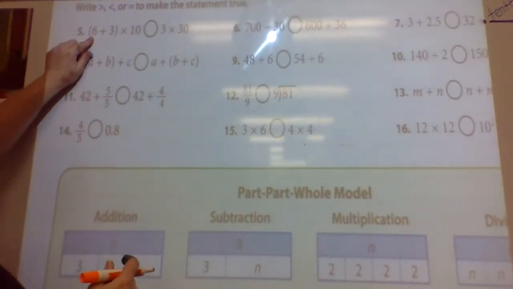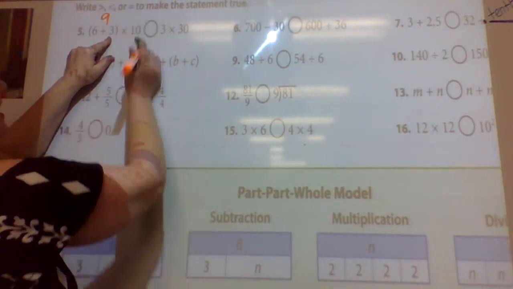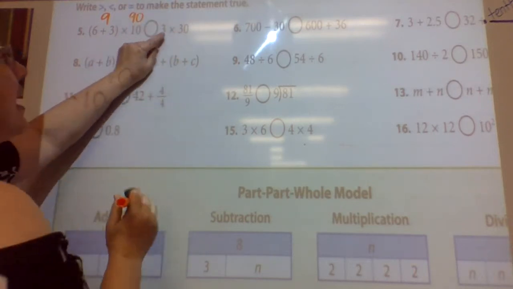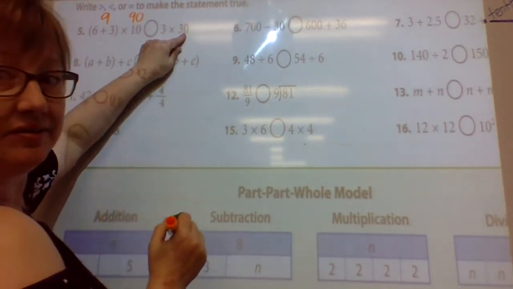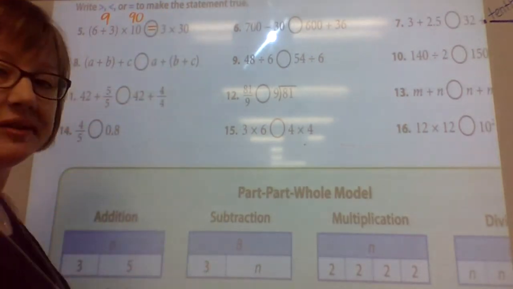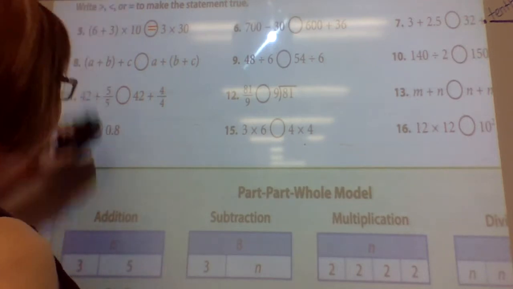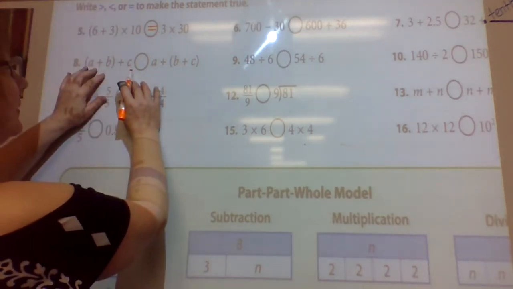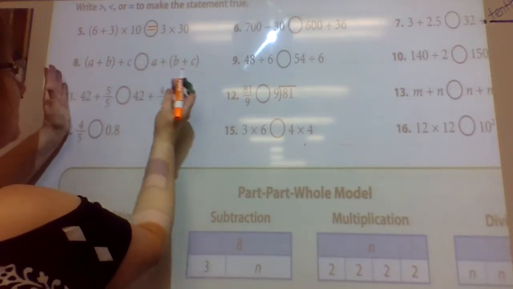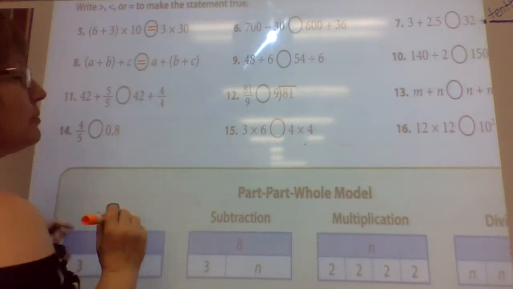All right, so we have to know what 6 plus 3 equals. 6 plus 3 is 9, and then times 10, that would be 90. Okay, and what's 3 times 30? 30, 60, 90, also 90. So these 2 equal each other. Okay? And then on this one, A plus B plus C, A plus B plus C. Those are going to be the same because they're doing addition on all of them, so that's equal.